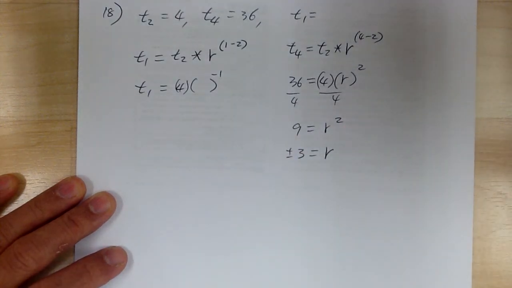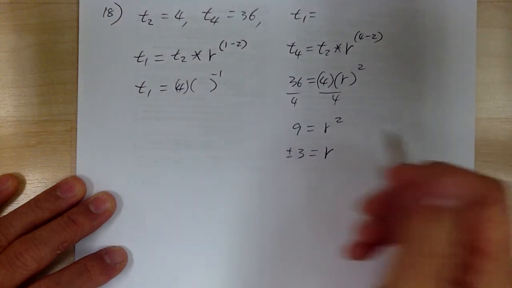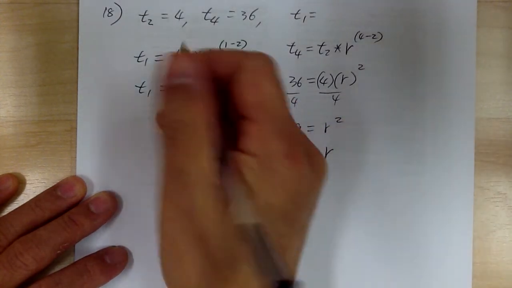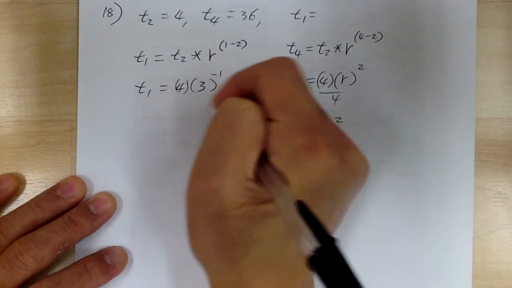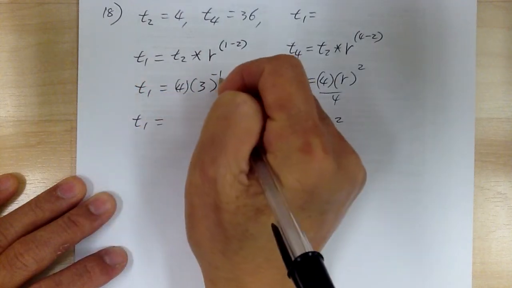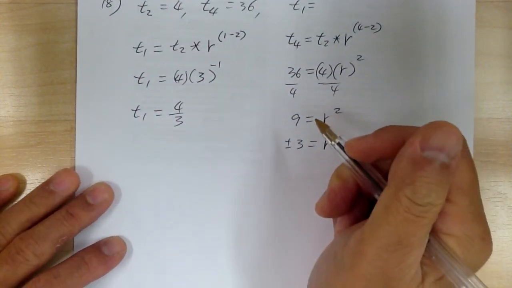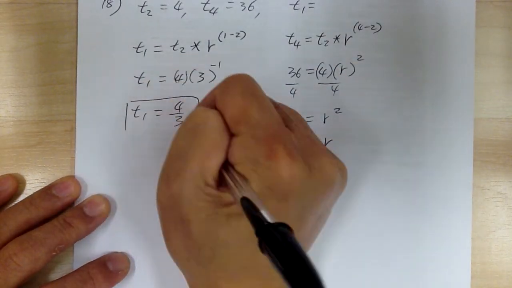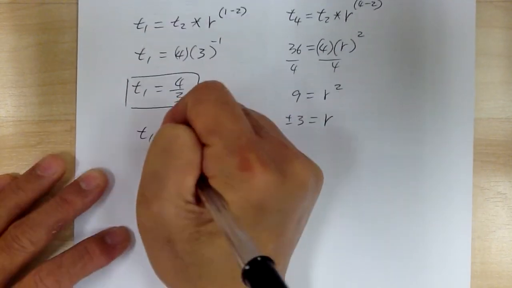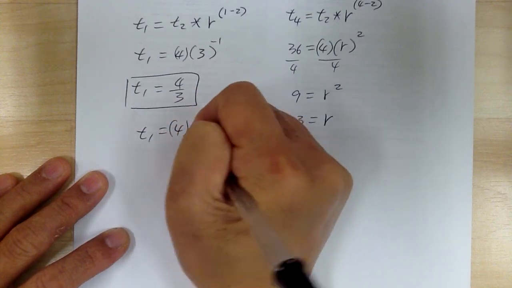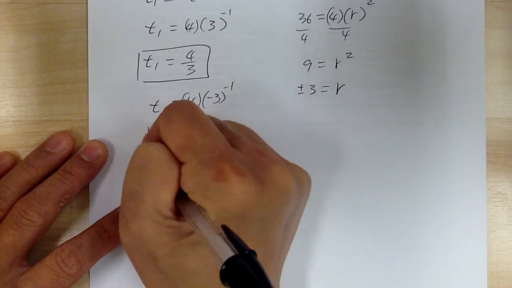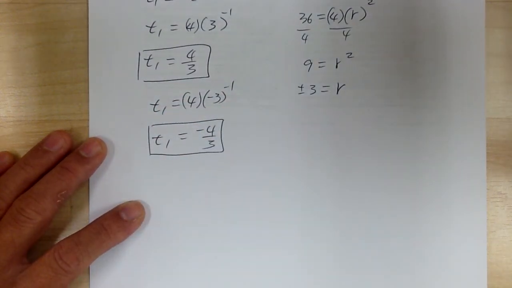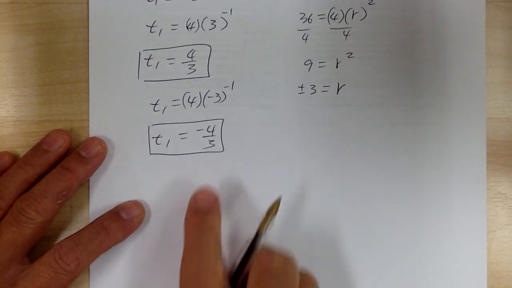So there are two possibilities. Let's do each one. Let's do the positive 3. If it's positive 3, T1 will equal 4 over 3. Now, if it's negative 3, then T1 will equal negative 4 over 3. So there are two possibilities, because R can be positive or negative. Just be aware of that.